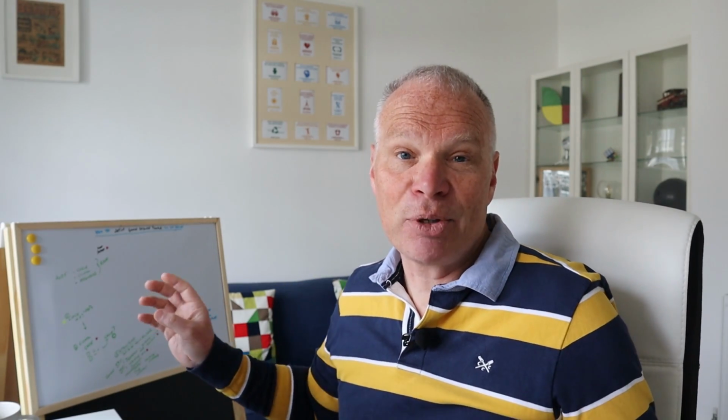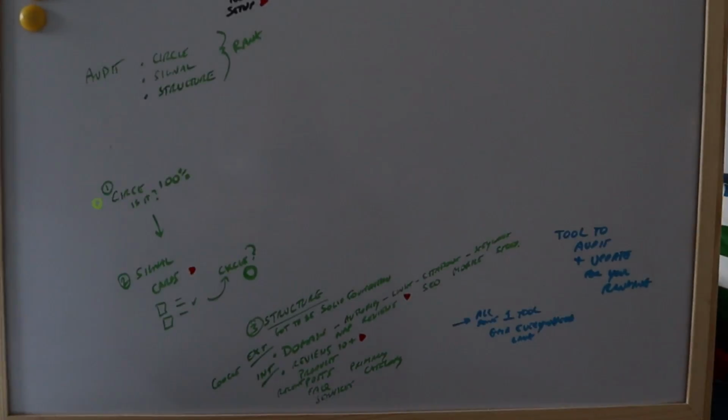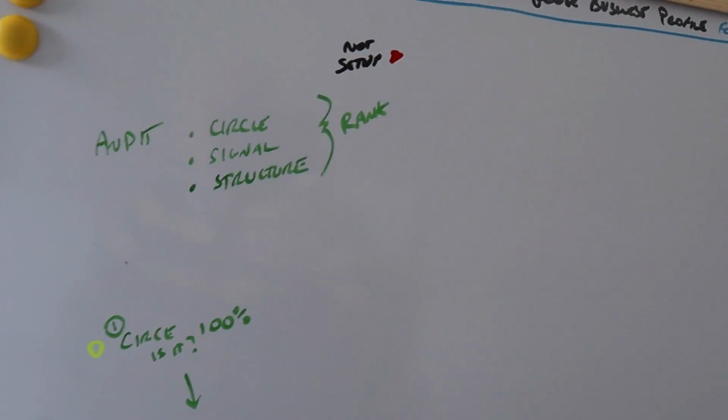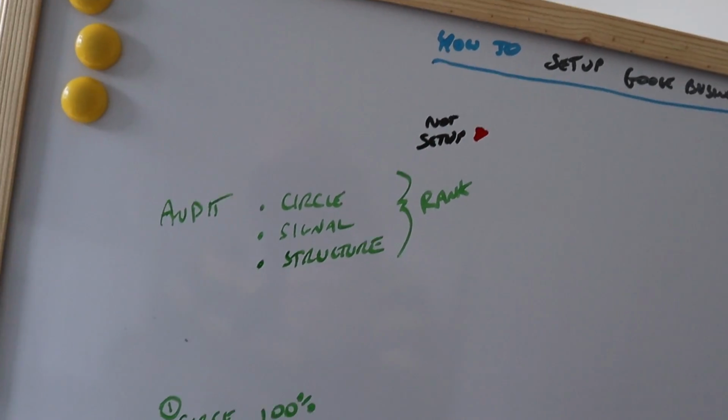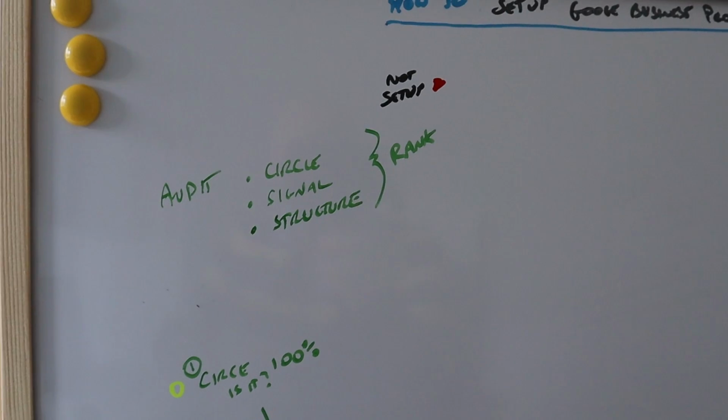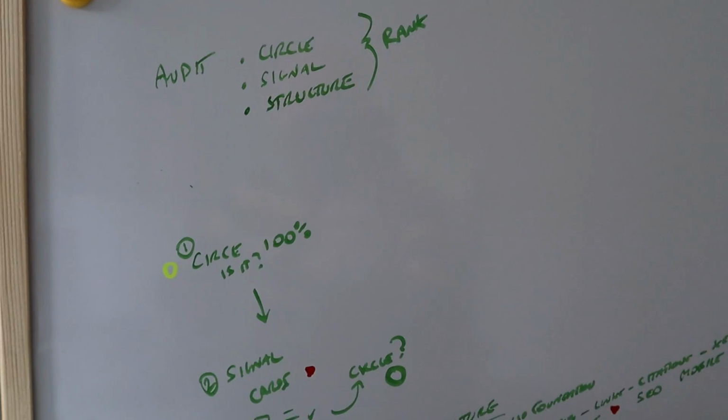There are actually three parts to the audit. What I've done is I've put together some notes here, and I'm going to share this with you. The three parts to the audit are the circle, the signal, and the structure. So what is the circle? What's the signal? And what's the structure?